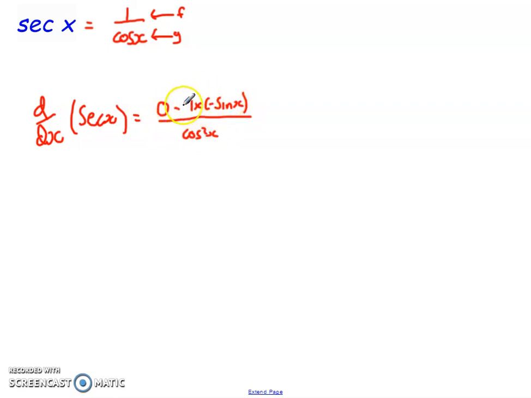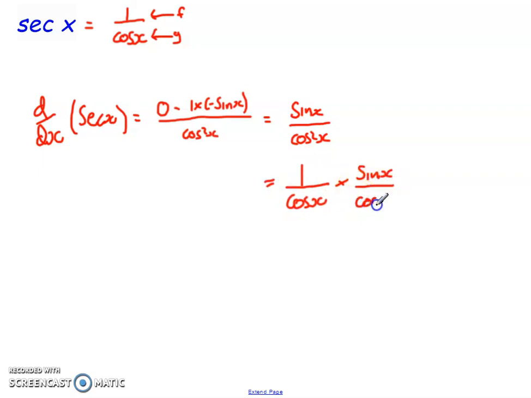So this top line we can simplify. We've got 0 take away -1 sine x, so minus minus becomes a plus. So that then equals sine x over cos squared x. Now, we can use the same logic as we did before to split this off, and what I'm able to do is write that as 1 over cos x times sine x over cos x. We know that 1 over cos x, well, that's our original function sec x, and we know that sine x over cos x is tan x. So I know then that the derivative of sec x is the equivalent of sec x tan x.